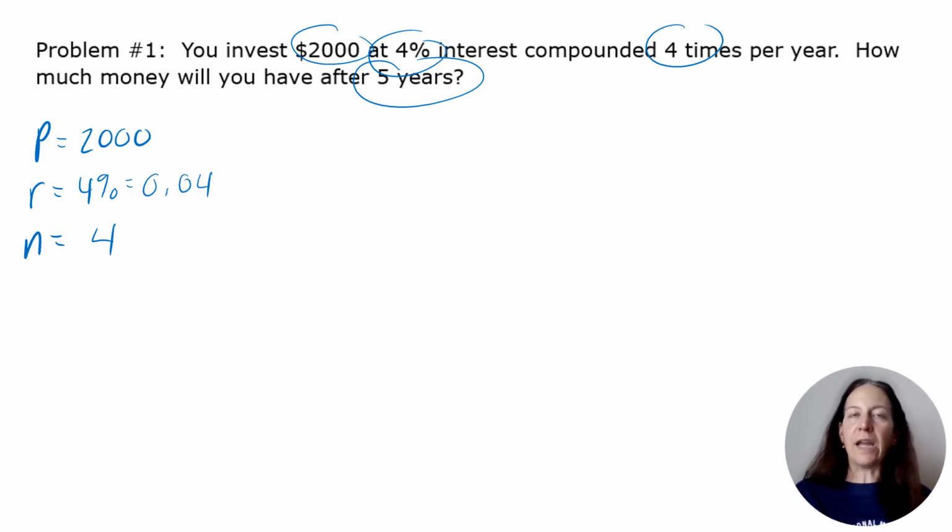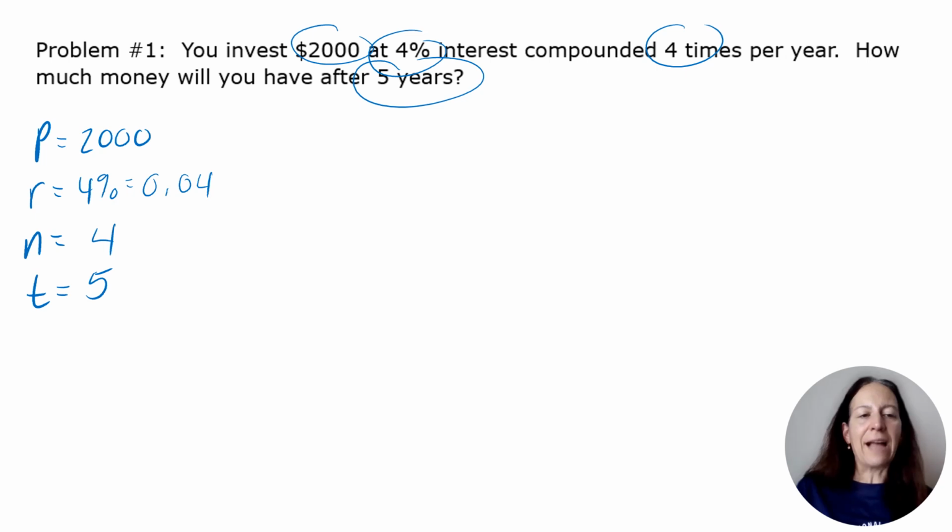Now, this is where you could see other words. The word quarterly would mean it is compounded every quarter, or 4 times per year. Semi-annually, I think, is twice a year. But that might be once every 2 years. I'm not going to give you that one. There's biannually and semi-annually. Go ahead and look them up. A lot of times it'll be yearly or monthly. If it's monthly, it'll be 12 times per year. How much money will you have after 5 years? Well, that 5 is my T value.